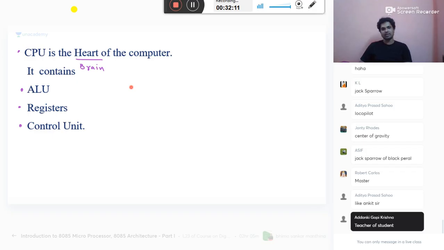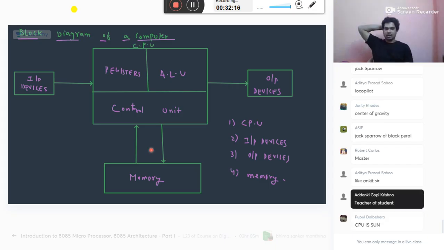Let me explain. It has three things to be done. ALU will perform arithmetic and logic operations. Arithmetic operations means addition, subtraction, and in general multiplication, division, increment, decrement. Logical operations are like AND, OR, NAND, XOR, NOT, inversion, comparison. All these mathematical parts are taken care of by this ALU unit.